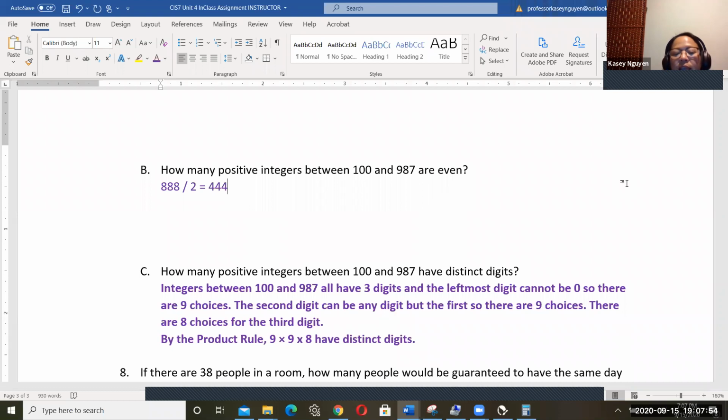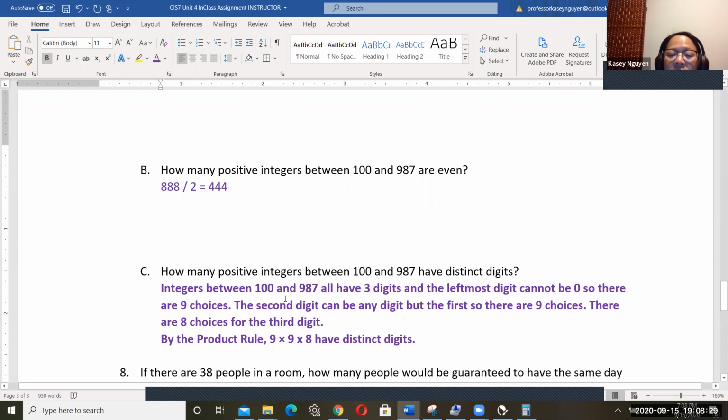So for C, we have to determine the positive integers in that range that have distinct digits. And you notice here that we're working with 3 digits. 100 has 3 digits. 987 has 3 digits. So the leftmost digit cannot be 0 because it starts at 1. Cannot be lower than 100. So we have 9 choices there.